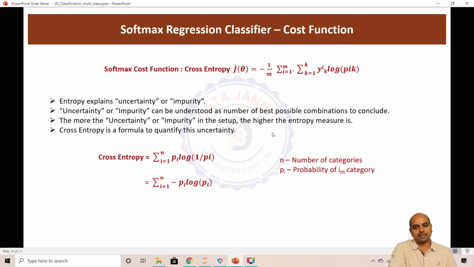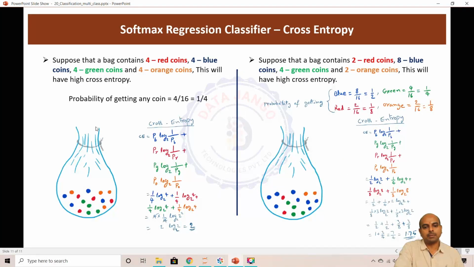So let us take one example and try to understand that. Suppose there is a bag of coins with different colored coins: 4 red coins, 4 blue coins, 4 green coins and 4 orange coins. If you pick a coin out of the bag, the probability of getting blue is 4 out of 16, because there are 16 items in total. For red there are 4 coins, so 4 divided by 16. For any colored coin, the probability is 1 by 4.